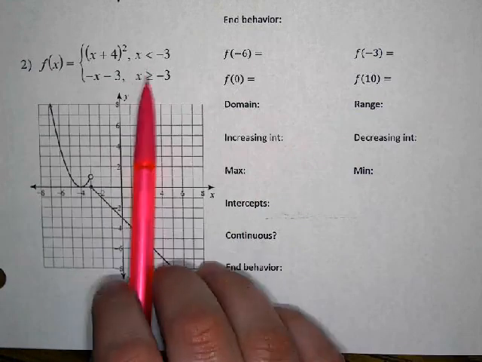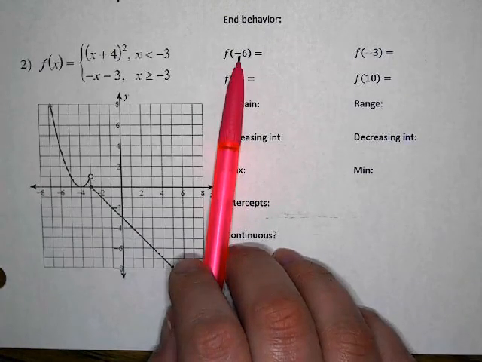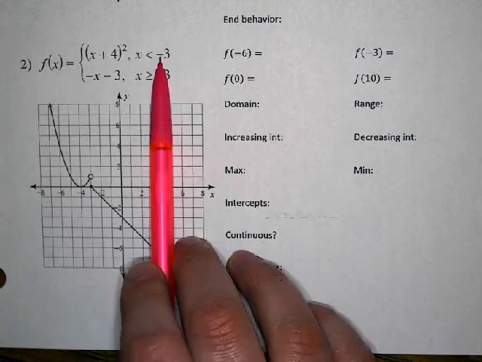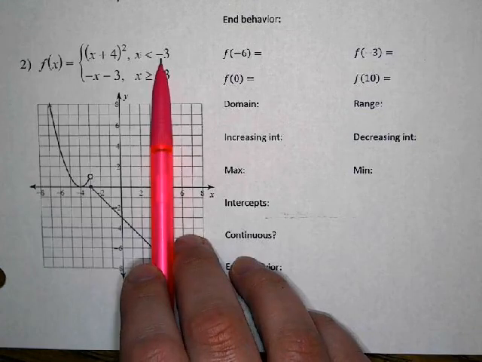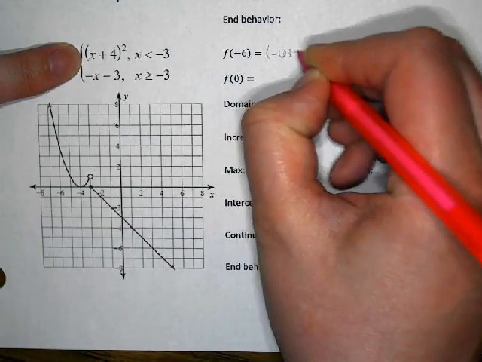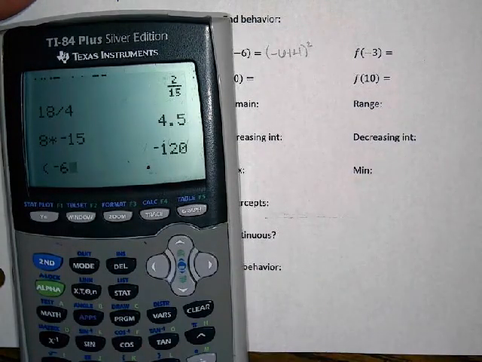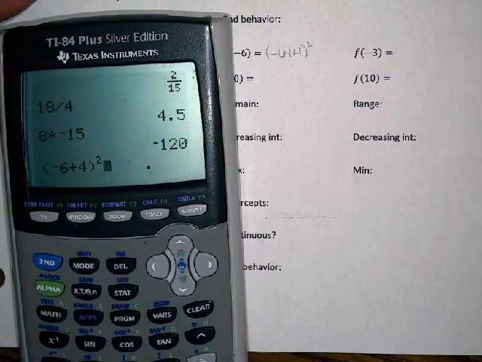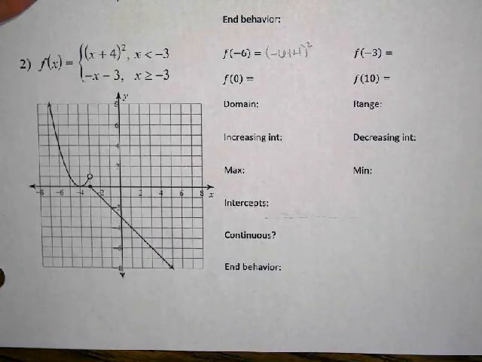So you just need to see which part of the function you can plug that value into. So if I look at -6, is that a number that is less than -3 or greater than -3? Less than. So -6 is smaller than -3, so we're going to plug it into this one. So -6 plus 4 squared. -6 plus 4 squared is, anybody? 4?